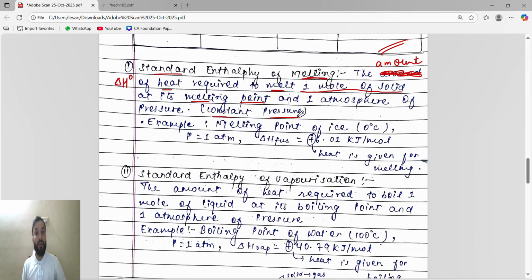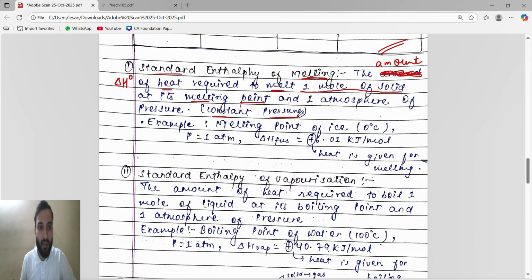constant pressure. We know, guys, that at constant pressure, whatever we are going to do, we will do at standard conditions. So that's why it is standard enthalpy of melting; only at standard conditions will it become standard enthalpy. So what is the standard condition? Remember, standard condition is at 1 atm, okay, atmospheric pressure, at 1 atm and at constant pressure.